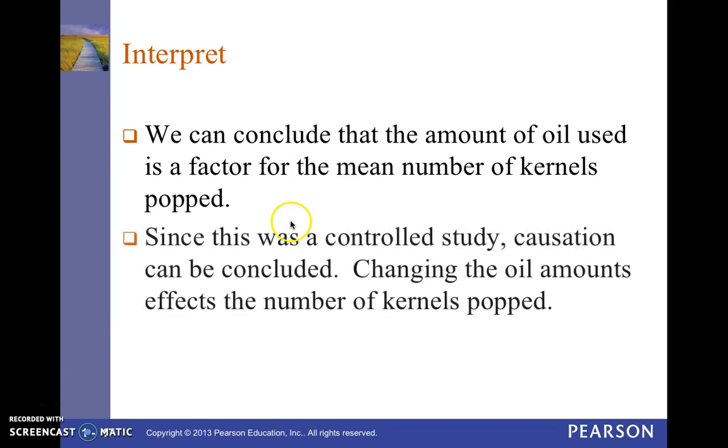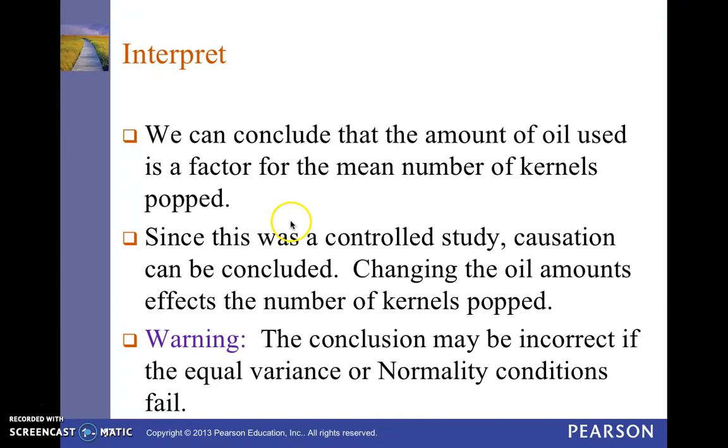Okay, since it was a controlled study, in other words, we randomly assigned people, we can actually say something about causation, because of an experiment. Changing the oil amounts affects the number of kernels that are popped. I said that kind of cryptic, so I'll say it better. Changing the oil amounts affects the amount of kernels that get popped. Okay.